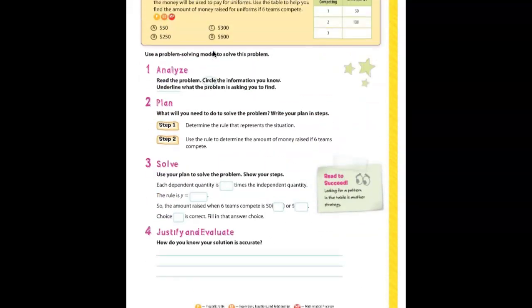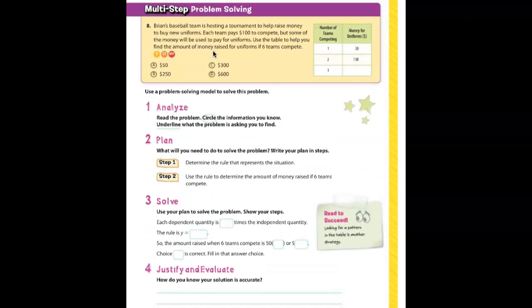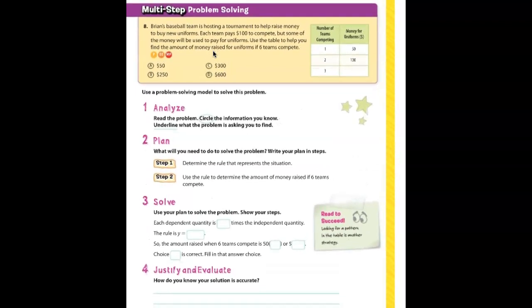Okay, so now you should be on page 465. We're going to do number 8 together. It is a multi-step word problem. First thing we're going to do is read it.